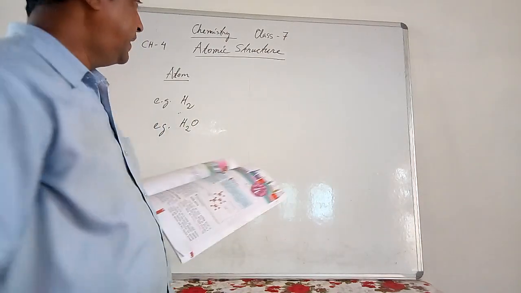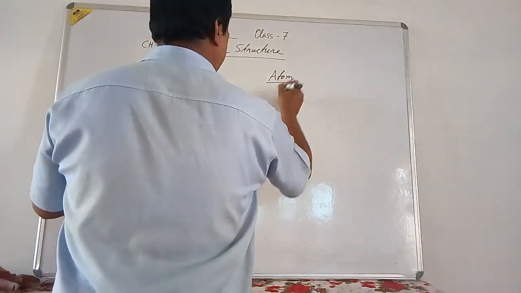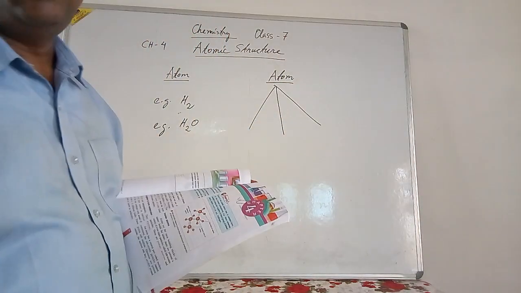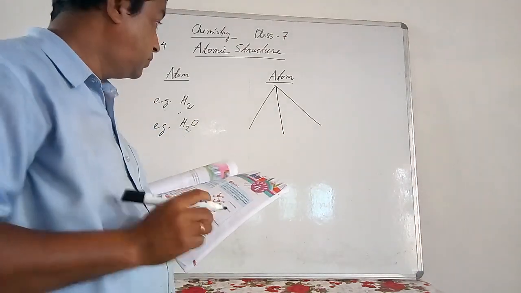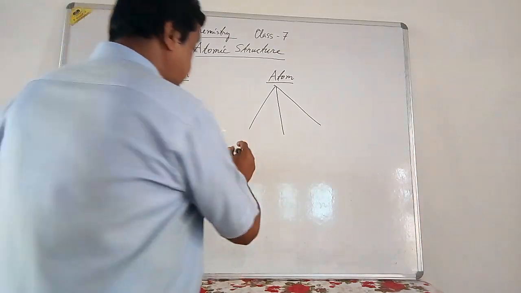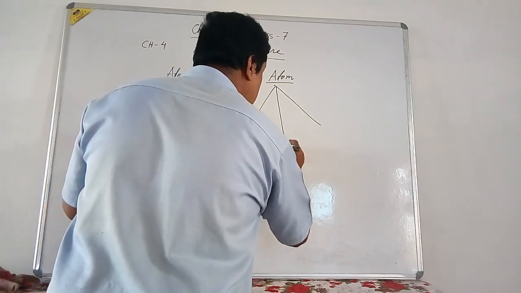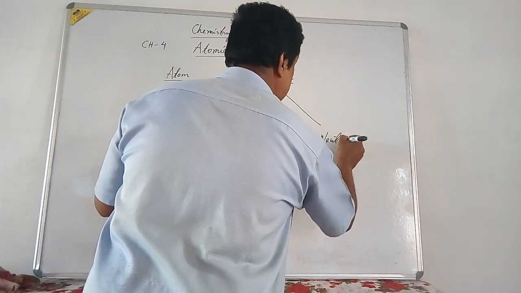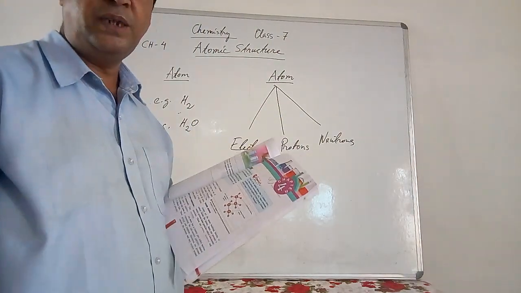Now next, atoms can be divided into subatomic particles. There are around 200 subatomic particles, but these are the main ones, namely electrons, protons and neutrons. So these are the three subatomic particles by which the atom is made up.